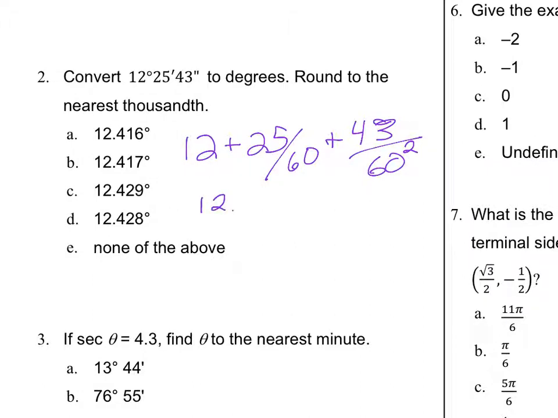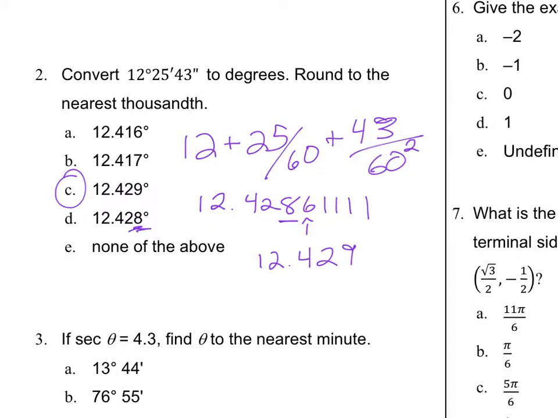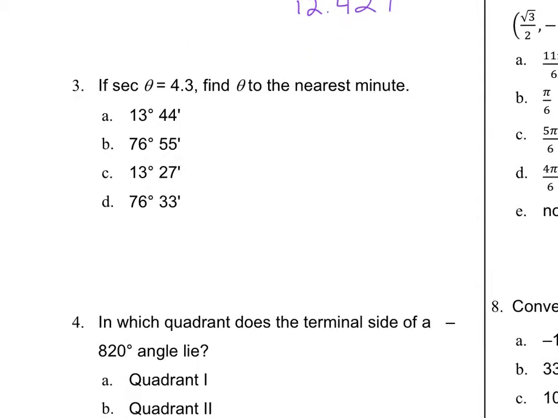We have 12.4286 and a bunch of ones. Now, obviously we're rounding to 3 decimal places. That's our third. The 6 means we round up, so the answer is going to be 12.429. So our answer is C. Be very careful you round correctly, because I'm being sneaky and I put that in there on you.